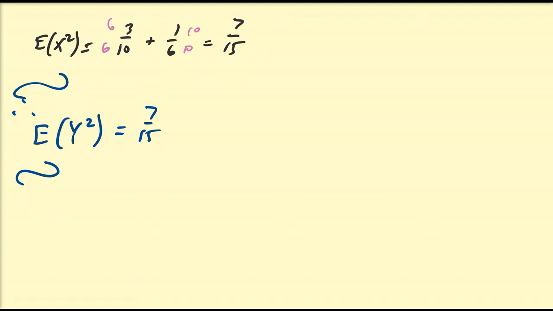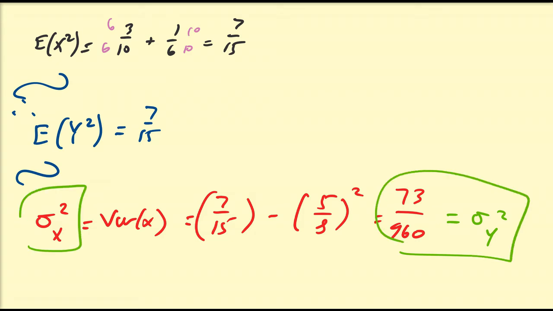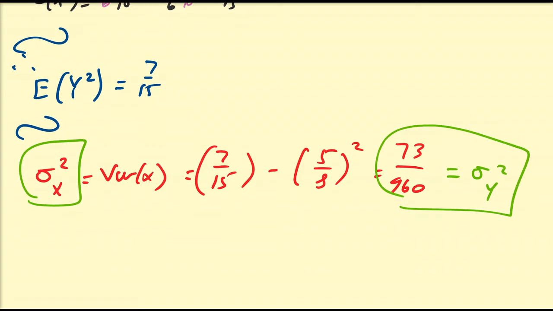All right, so let's find our variance. That's also not too hard to find. So the variance of x is going to be equal to, remember, the second moment minus the mean squared. So that's going to be 7/15 minus 5/8 squared, which is going to come out to 73/960 once you get a common denominator. And also remember the variables are symmetric, so this is also equal to sigma y squared. If you want to take the square root to get the standard deviation, you can do that. That's going to come out to approximately 0.076 if you prefer decimals.